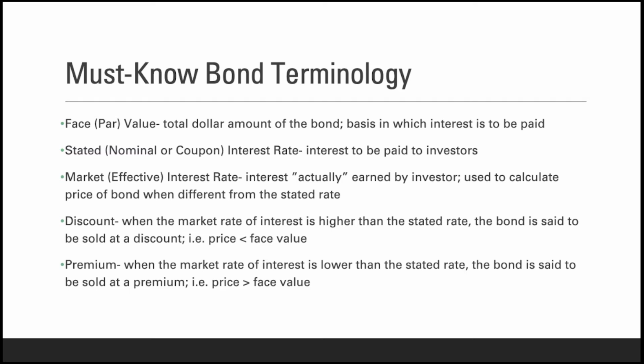Next is discount. So this is when the market rate of interest is actually higher than the stated rate. So when the price is actually lower than that of the face value, i.e. when the company receives less funds from the bond instead of its face value price. Next, we have a premium. Now, this is when the market rate of interest is lower than the stated rate. So the price or money that the company receives when issuing that bond is actually greater than its face value.